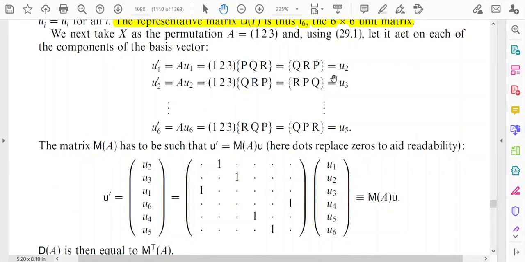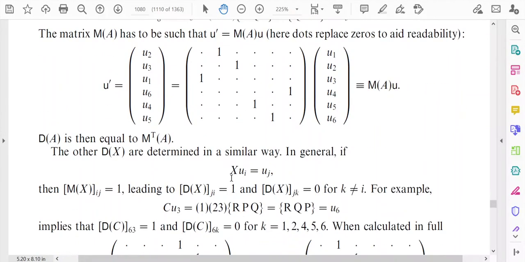A into U1 is equal to U2, A into U2 is equal to U3, and for other cases also, suppose you are choosing C, then you have to check, that is, C into U1 is equal to what, C into U2 is equal to what. In this way, by the same procedure, you can calculate it.